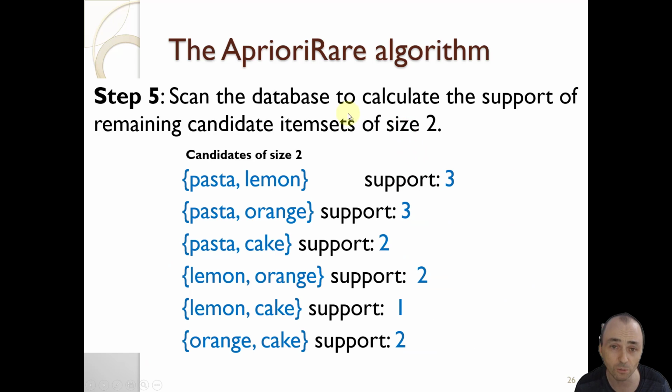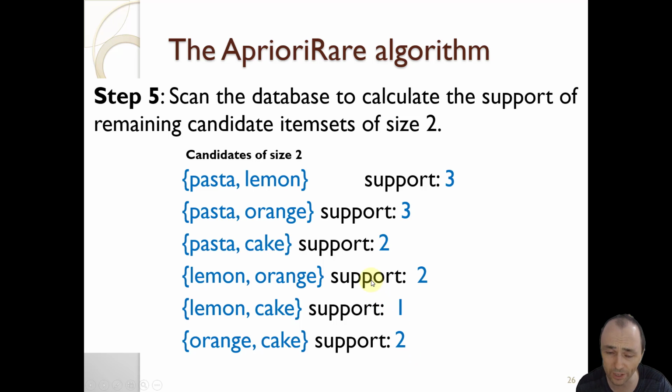Now, the algorithm will read the database to calculate the support of these item sets. So we read the database and we find pasta lemon has support of 3. This one 3, 2, 2, 1 and 2 and so on.